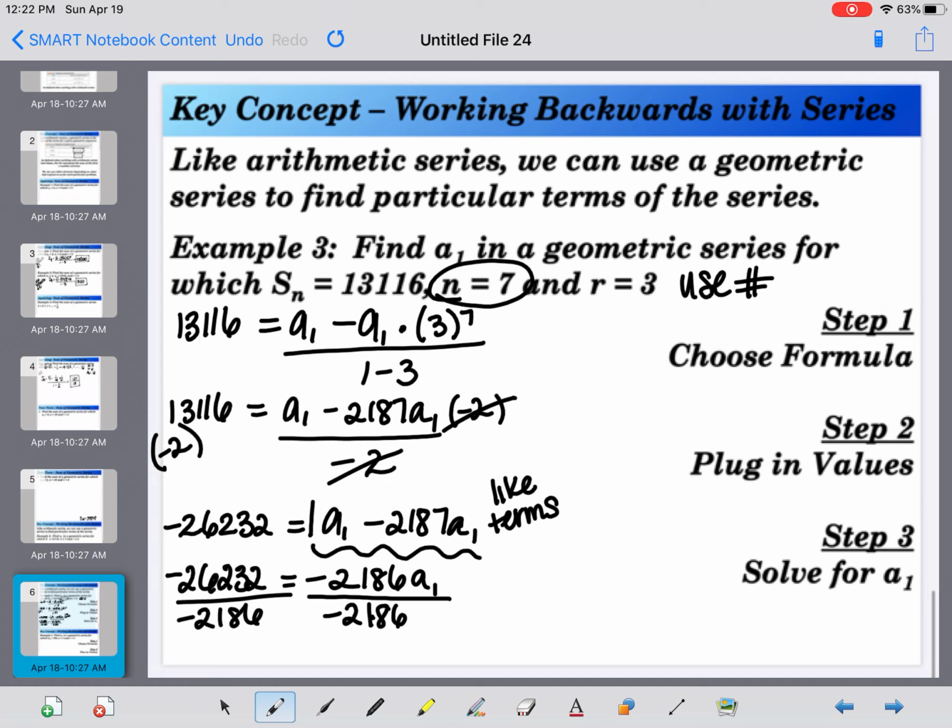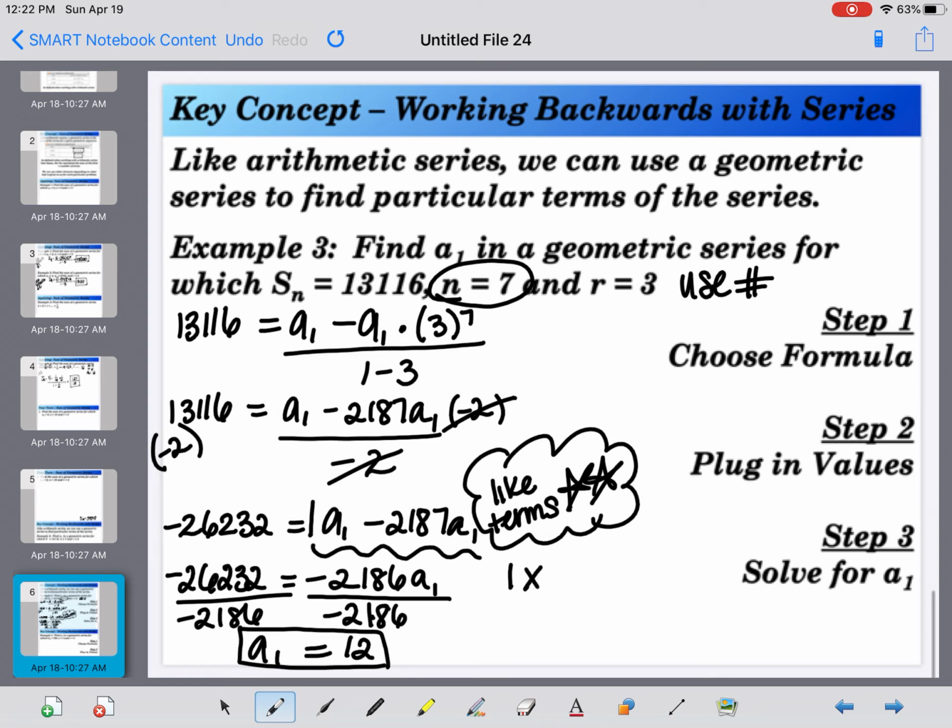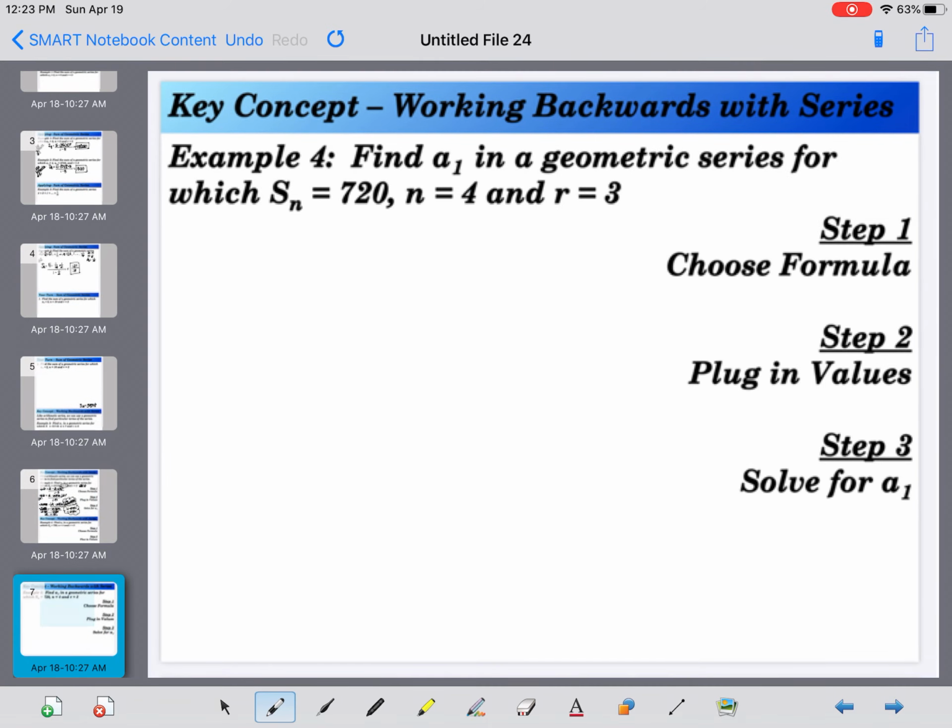Our variable, the a sub 1, stays the same, and then we can divide in order to solve. And we find out that our first term is 12. Again, these like terms, this is the trick step of the problem. It's like having 1x minus 2187x. That's what's happening there. Let's try one more of those together.